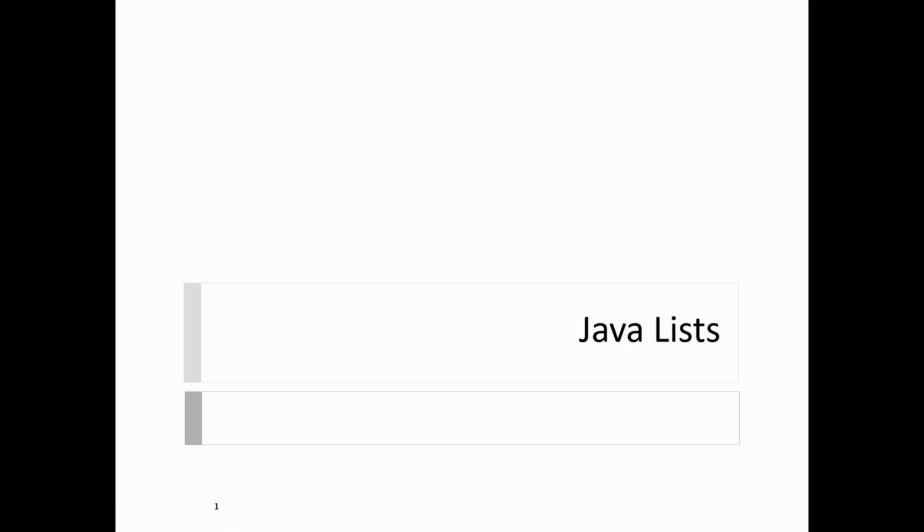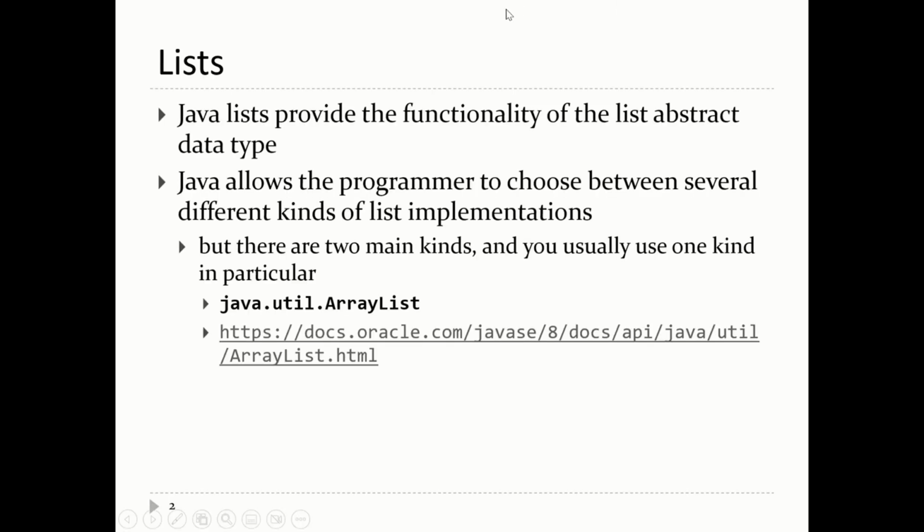The topic of today's lecture is Java lists. If you haven't programmed in a language like Python or Java before, so if you've only done C, then you've only seen arrays. I guess the easiest way to describe a list is it's a more powerful version of an array. And it eliminates many of the disadvantages that you have when you work with arrays. So technically, it provides functionality of the list abstract data type.